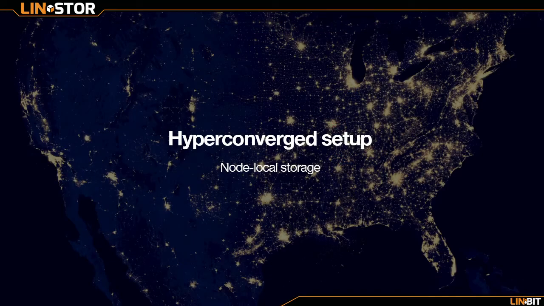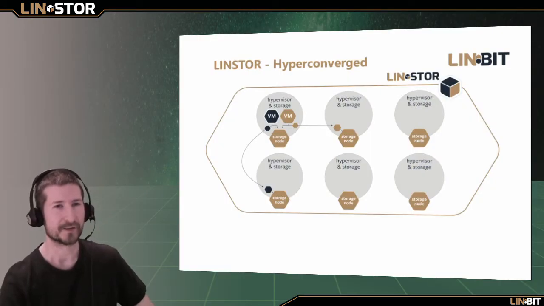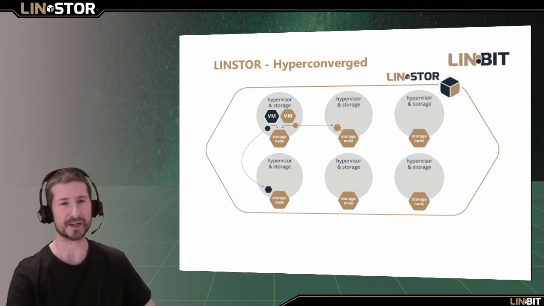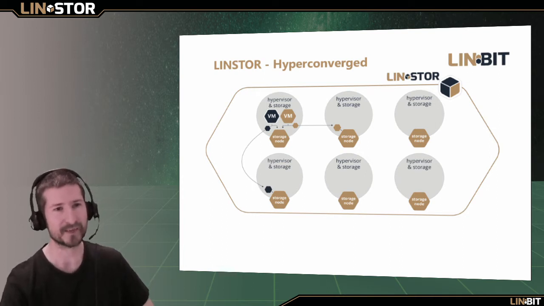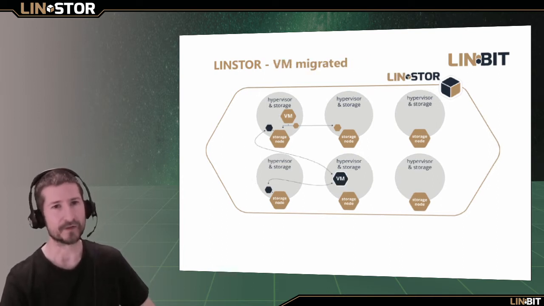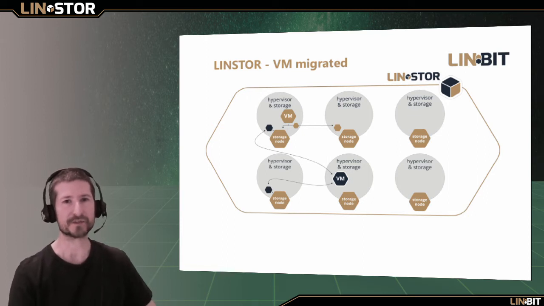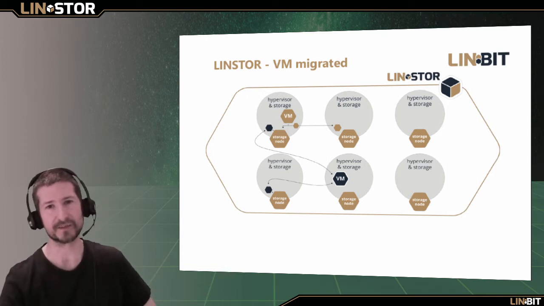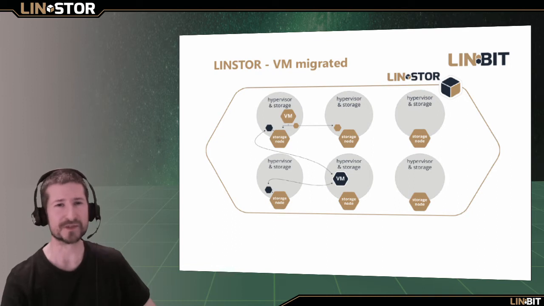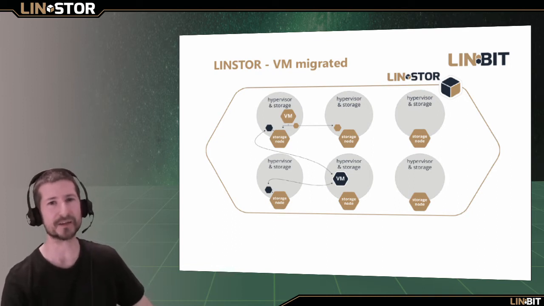Let's take a look at how LINSTOR can be integrated in some different scenarios. The first one is a typical hyper-converged infrastructure, where you have local storage in the nodes that actually run your workloads. Whenever a workload migrates to a node that has no local replica of the workload's data, it causes network traffic for accessing remote storage. So performance-wise, it will make sense to move the data to the node where the workload is actually running.